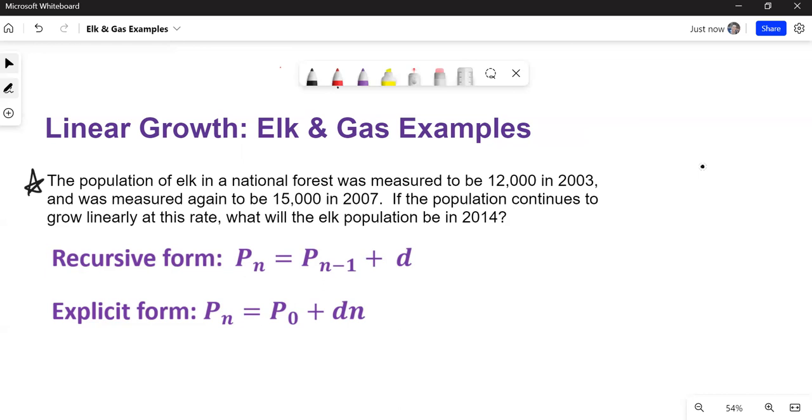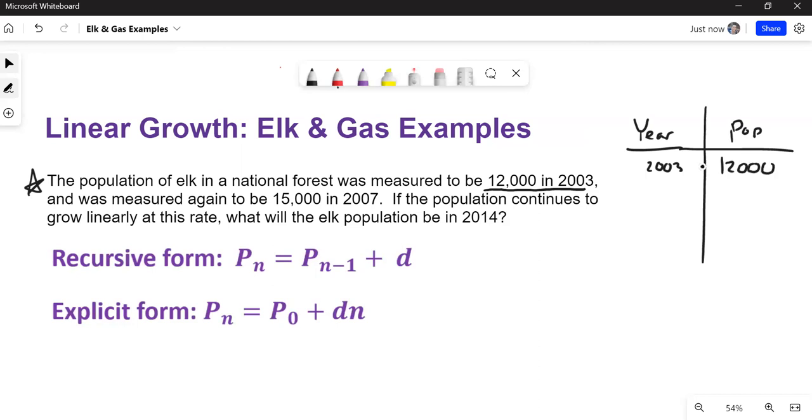Okay, so in the year 2003, we have 12,000. So you might organize your thinking something like this. We have the year, 2003, and our population of elk, I'll put it over here in a table format, is 12,000. That's where we're starting. Now, we don't have any information about 2004, 2005, or 2006. Oh, actually, I'm sorry, we do have 2007. That's the first time we have more information. It's now 15,000. Now, if it's growing linearly, that means it's growing at the same rate every year.